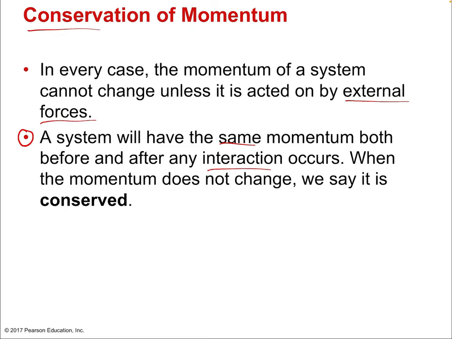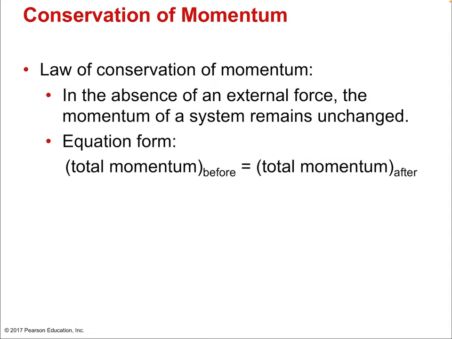If something blows up into a bunch of separate pieces, all the force of that explosion is internal to the system, which is the thing that's blowing up. When the momentum does not change, we say it's conserved. That means the change in momentum equals zero if the external force on the system is zero. There can be forces, but they must all be internal forces. Again, review lecture 2 to see the difference between internal and external forces, near the end of that lecture.